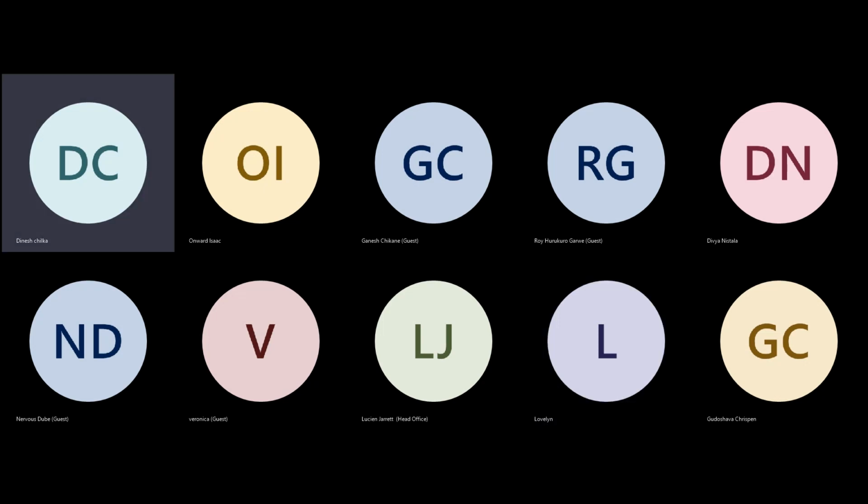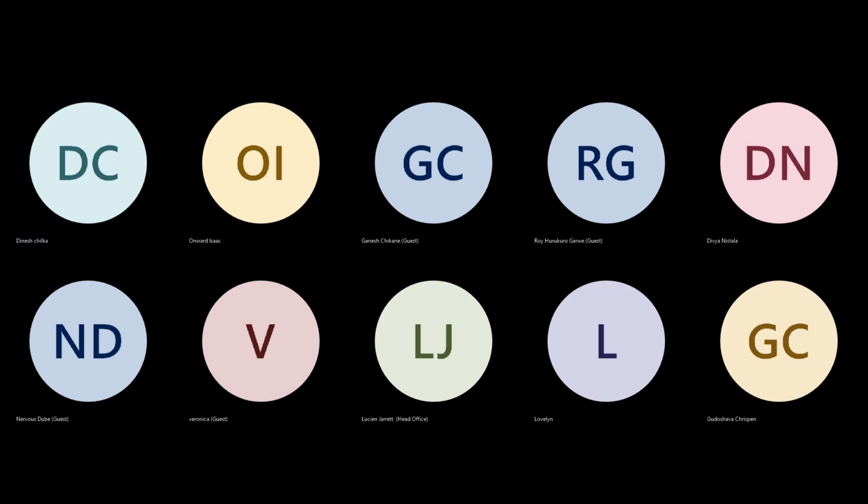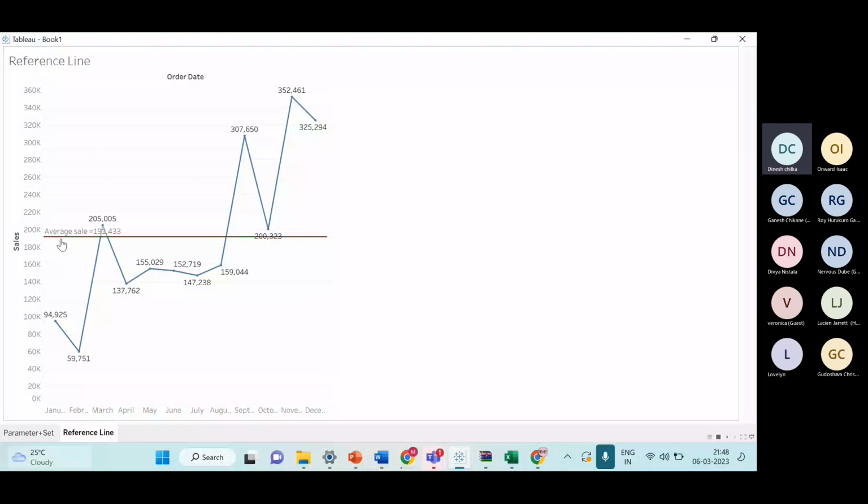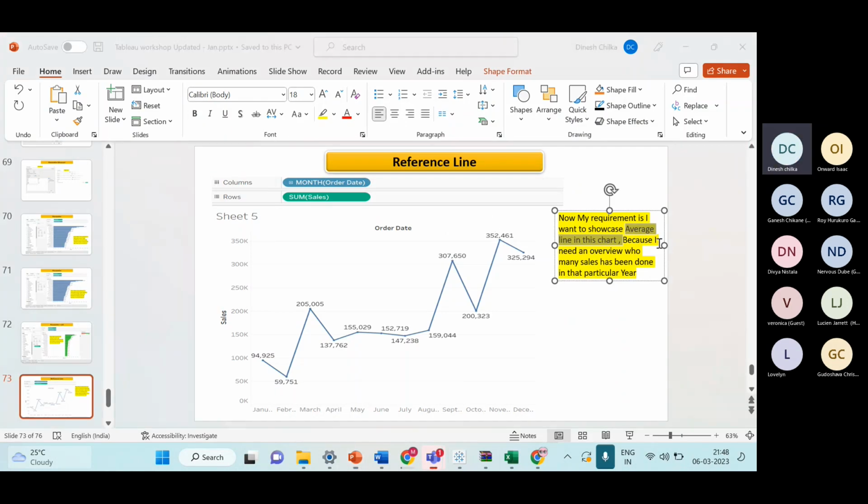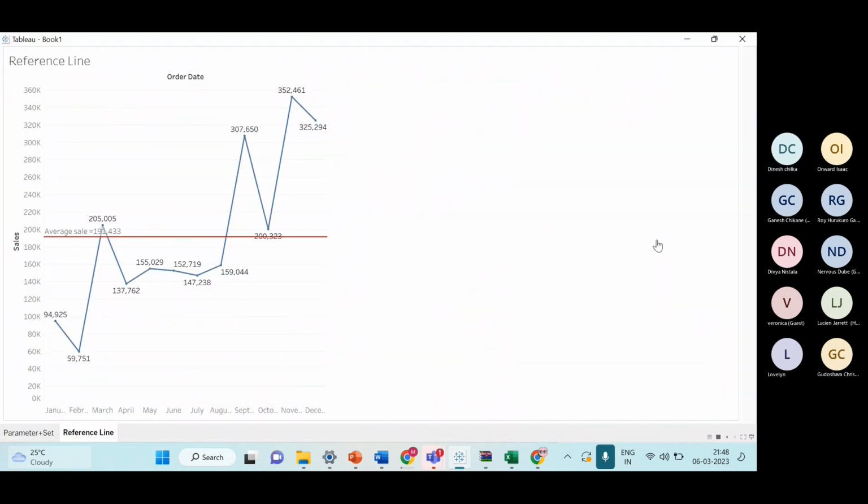Okay, I'm sharing my screen. So if you go with the average sales, I'm telling about the lowest point to the highest point. Now we're done with the requirement. What is the requirement? We want an average line in this chart. We created the average line. If you see the average line, average sales is nothing but 1,91,433.